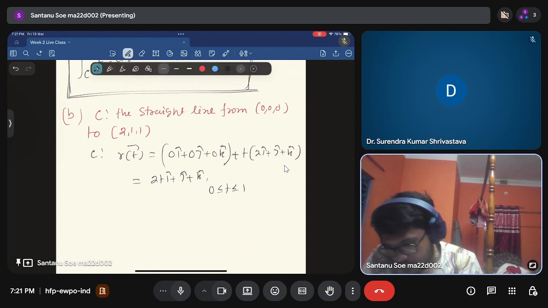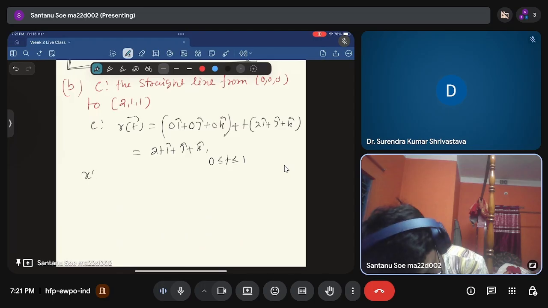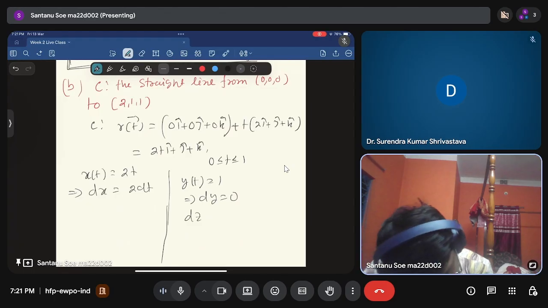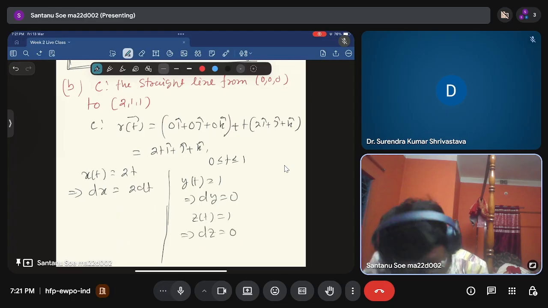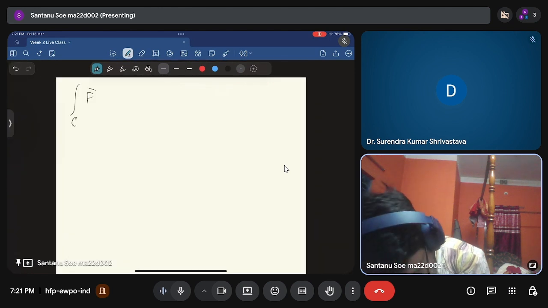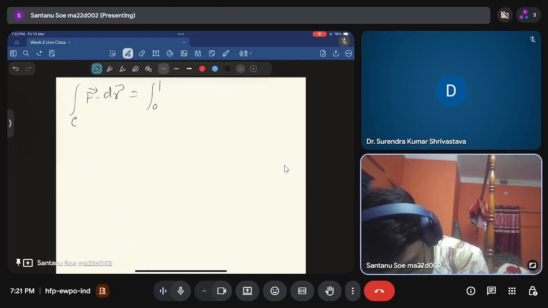Here x of t is 2t, so this implies dx is 2 dt. Again, y of t is 1, so this implies dy is 0, and z of t is 1, which implies that dz is 0. So the integration over C of f dot dr is going to be from 0 to 1.